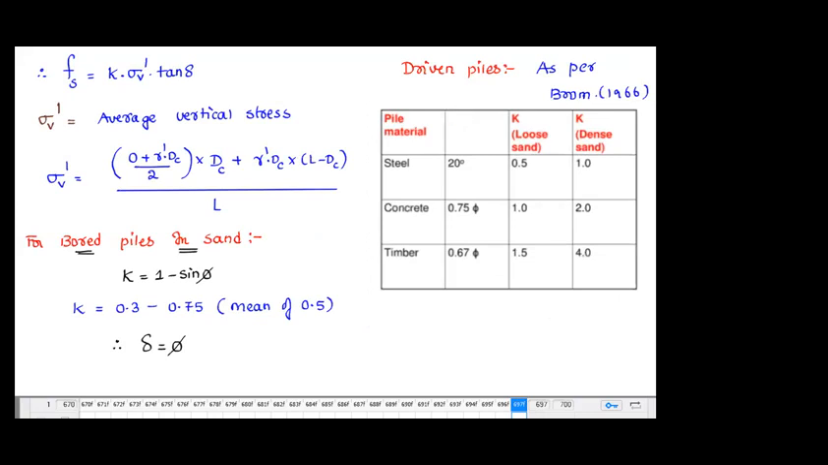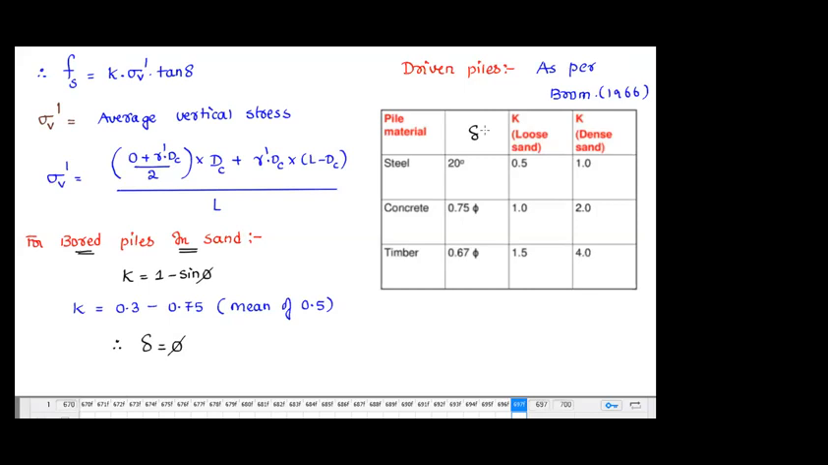In the case of driven piles, I told you, either concrete or steel or timber, whatever the piles that you are going to drive. In bored piles, you don't drive anything. In bored piles, you just dig a borehole.